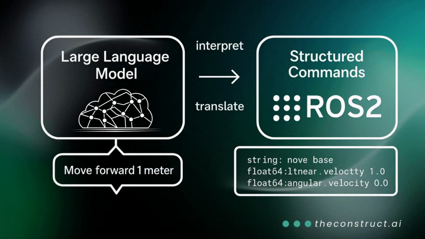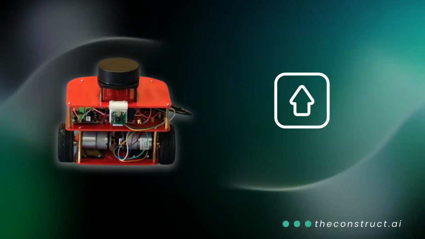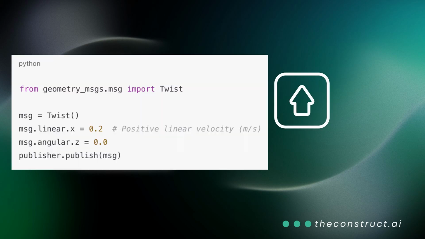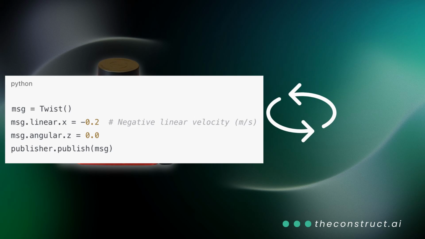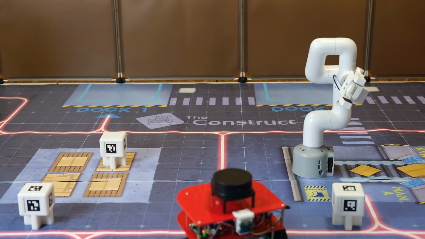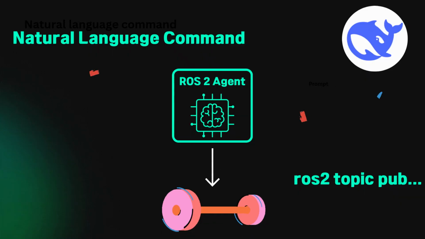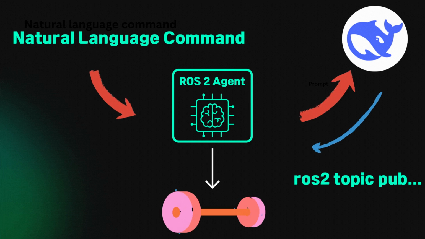Large language models interpret natural language and can translate it into structured commands in ROS2. With this, we can develop the following use case: tell a robot to move forward, backwards, spin, etc. The agent should then execute a structured ROS2 command, and the wheel should move according to what you told the robot. This is the logic behind our simple ROS2 agent.